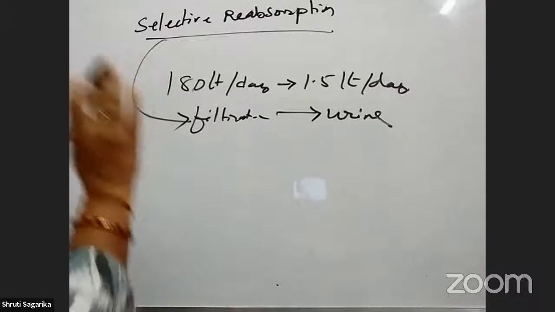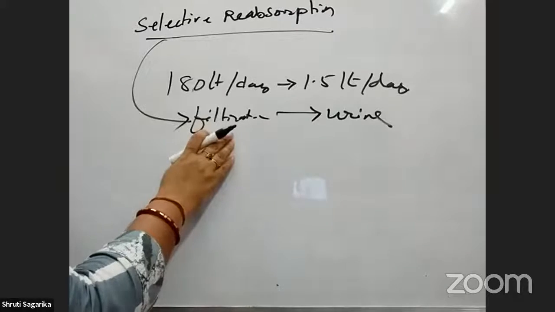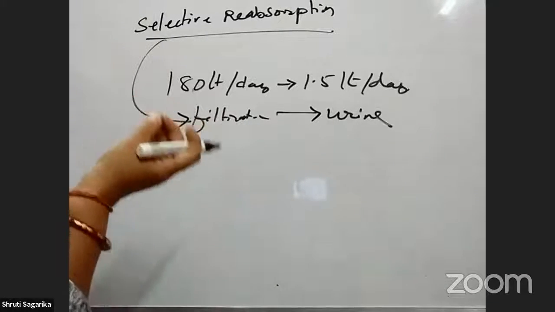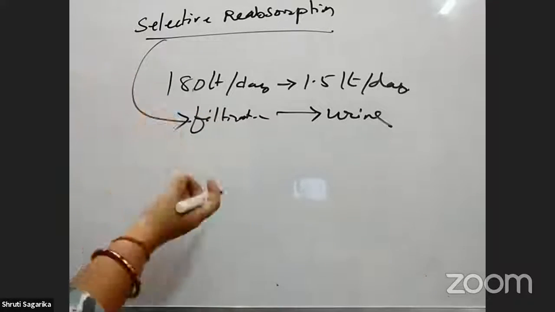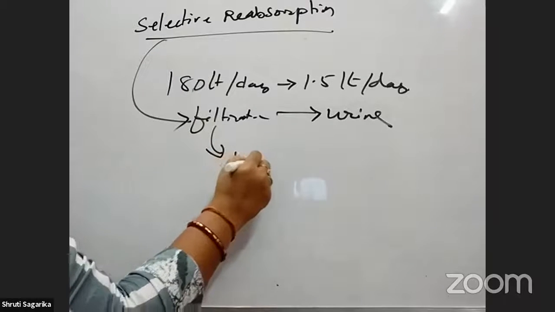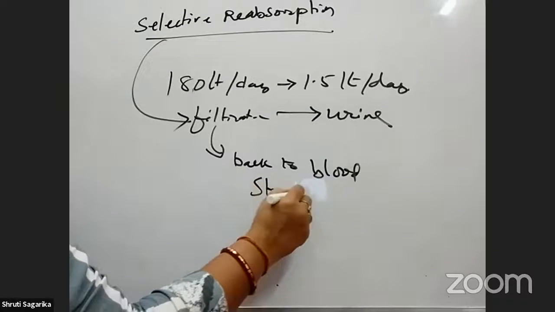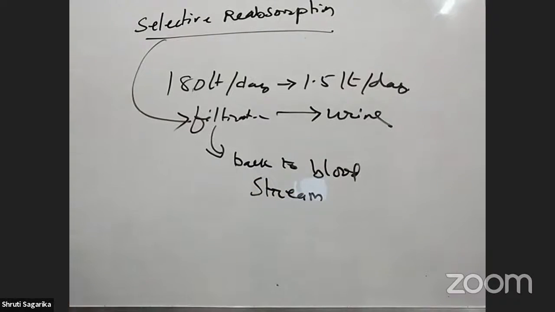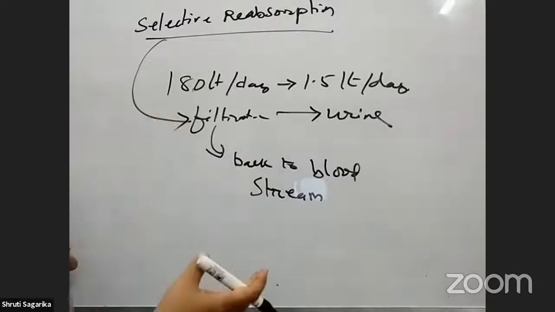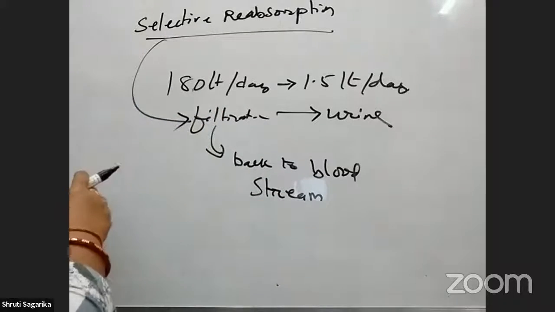Why? Because 99.5% of the filtrate is not going out as urine. Urine is just 0.5%. So where is the rest going? It is going back to the bloodstream. That process is called selective reabsorption. The tubular epithelial cells play a major role here. At different locations, they take back substances into the blood vessels.